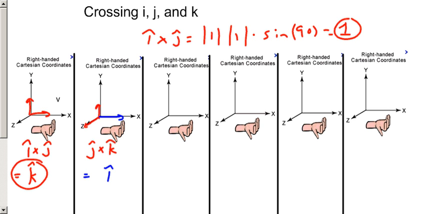Okay, let's keep looking at some more of these. What about if we cross I with K? So try to think about what that is. Put your hand on I, curl it towards K. And what you should get is a little vector coming down, and that vector being negative J.